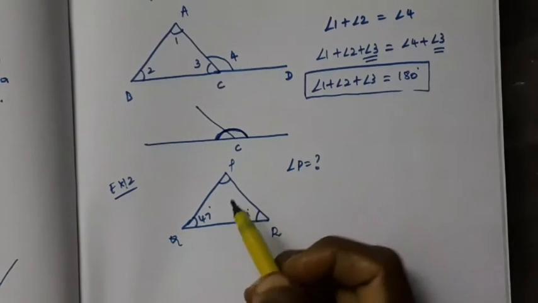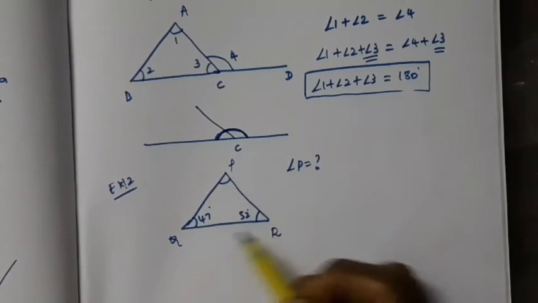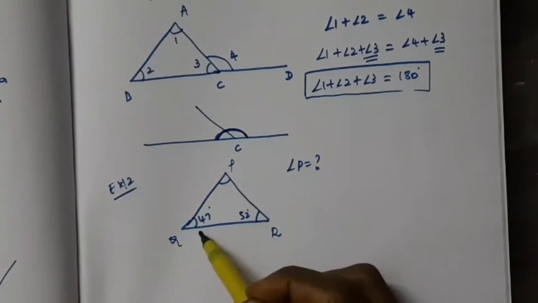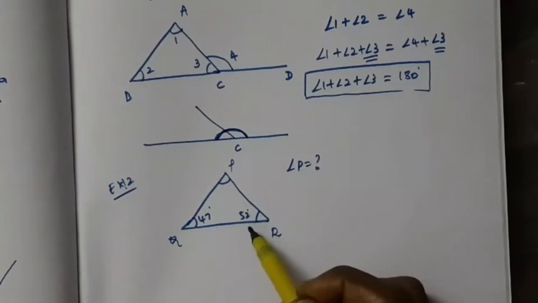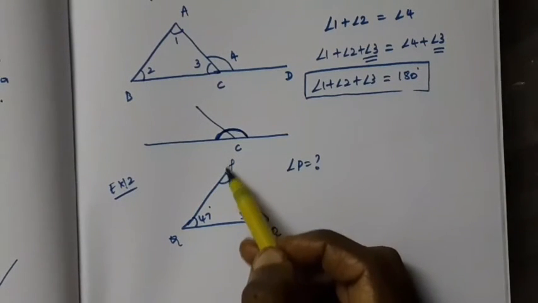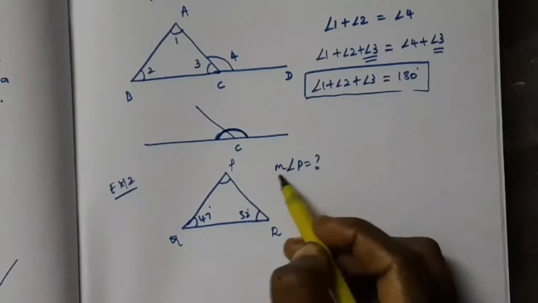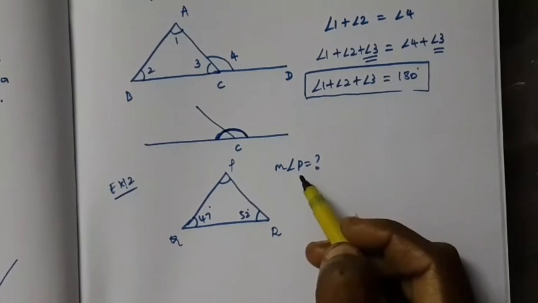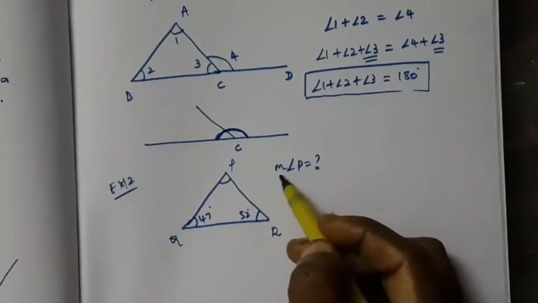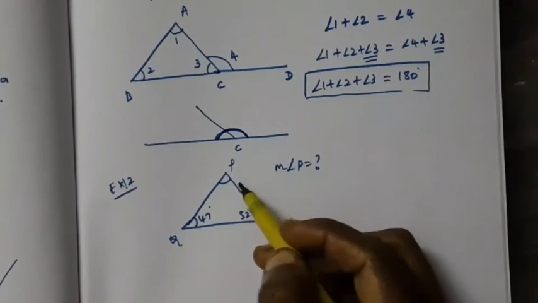Here is one example. It's a triangle. This angle Q is 47 and this angle is 52. We have to find this angle P. Here M of P means measure of angle P. You can write angle P or measure of angle P, which means this angle.